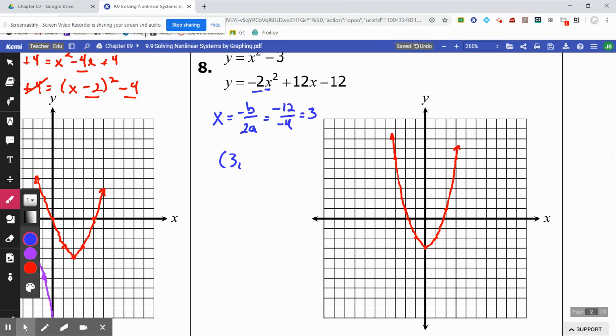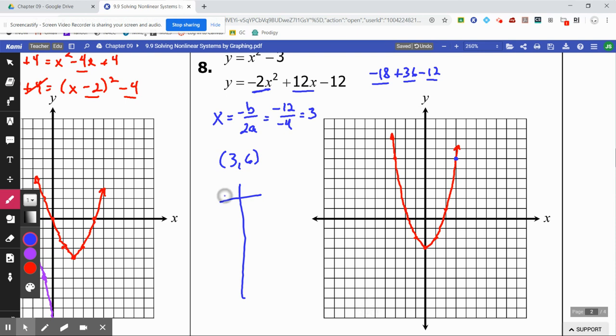This will be 9. Negative 2 times 9 is negative 18. Let me write this down. Plus 12 times 3 would be plus 36, minus 12. That'll be negative 18 and negative 12 is negative 30. Plus 6 would be 6. Negative 30 plus 36 is 6. So our vertex is located at 1, 2, 3, 1, 2, 3, 4, 5, 6. That's actually one of our points of intersection. There's our vertex.